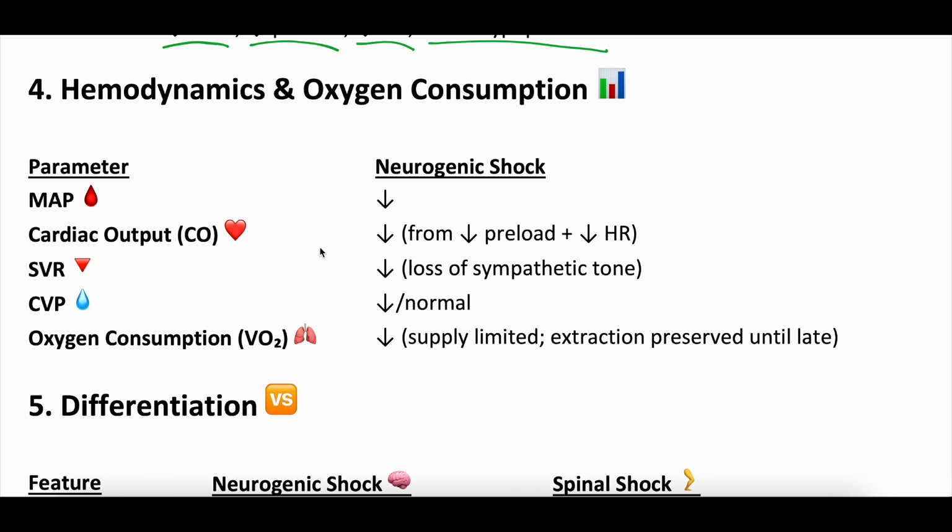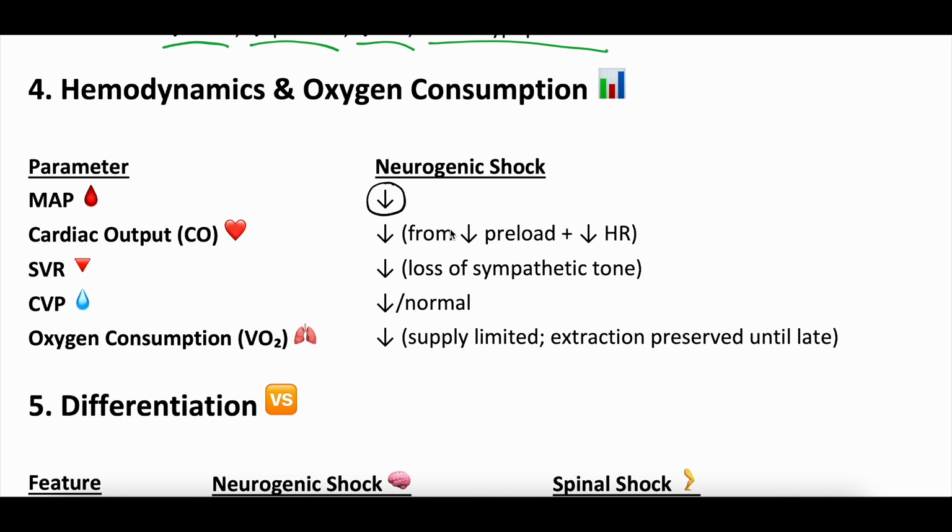So your mean arterial pressure, although it can sometimes be normal and you could still be in shock, for the sake of questions and things, the mean arterial pressure in neurogenic shock is going to be low. You're going to be hypotensive. You're in shock. The cardiac output, is it going to be high or low?